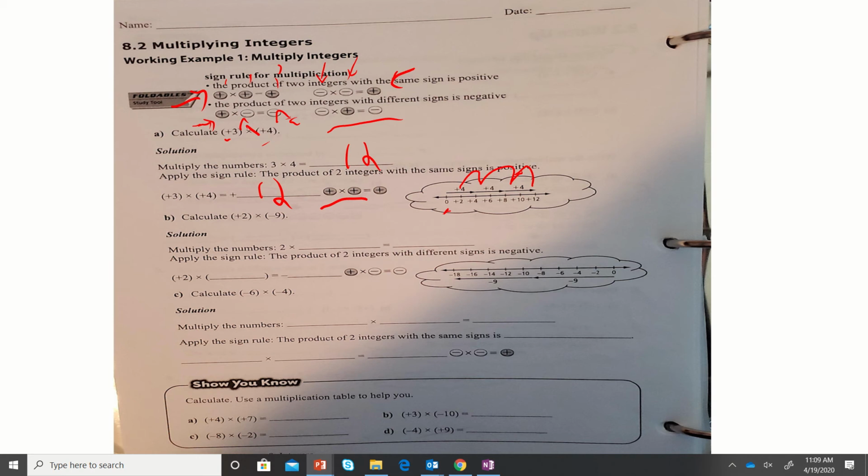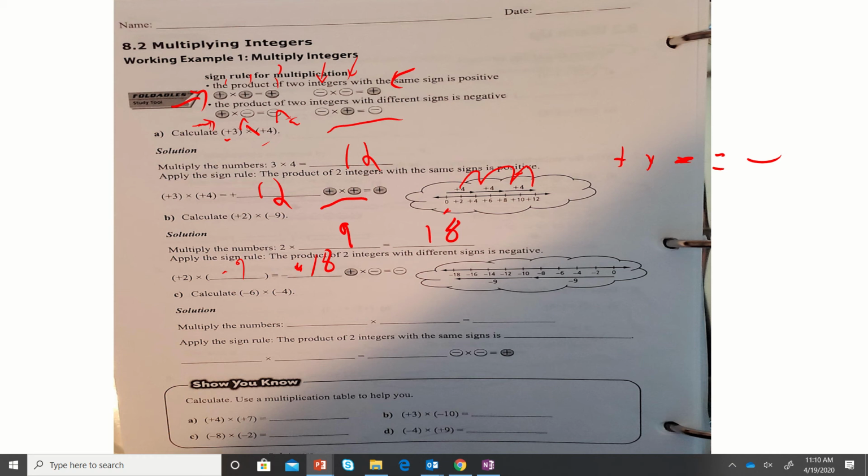The next one is much the same. We have plus 2 times negative 9. Our integer rules say if we have a plus and a negative integer, we are going to get a negative, because they are different signs. So we multiply the numbers 2 times 9 first. We get 18. Now apply the sign rule. The product of two integers with different signs is negative. So 2 times negative 9 equals negative 18.